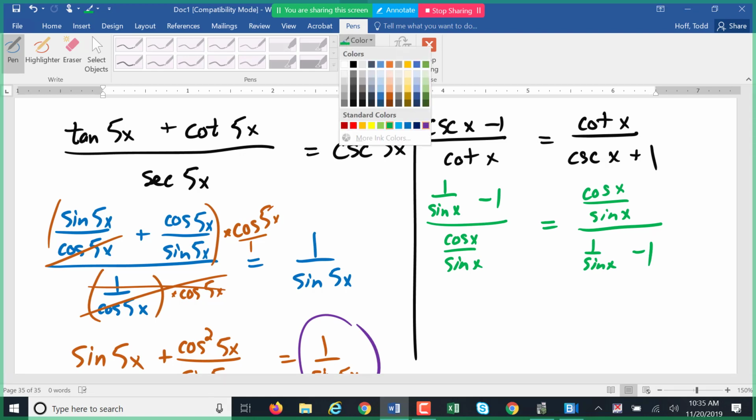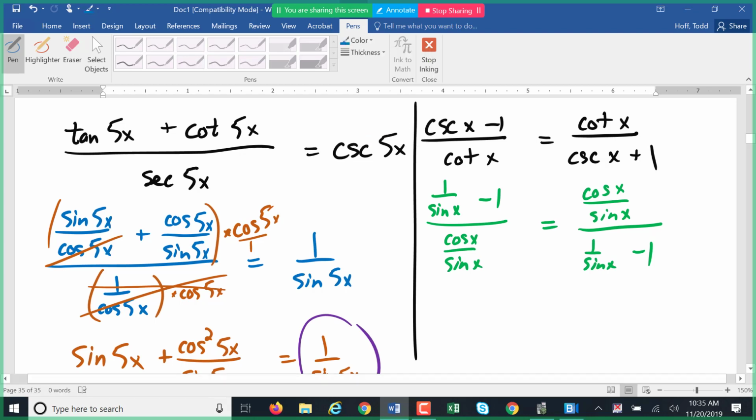Now, again, we have to work on each side separately. I can't work with both sides at once. On the left side, I'm going to multiply both my numerator and denominator by sine x. In my numerator, 1 over sine x times sine x just gives me 1. Negative 1 times sine x is just minus sine x. In the denominator, the sine x's cancel out, and I just have cosine x.